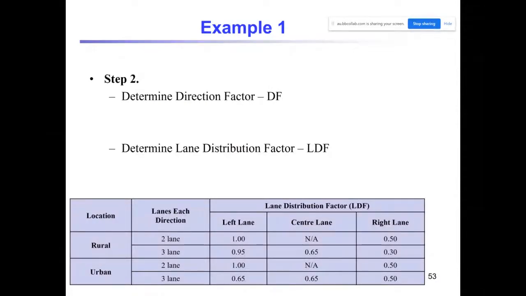Next step is to determine DF and LDF, the direction factor as well as the lane distribution factor. This is considered as a rural road. It's 2-lane in each direction, as mentioned in the question. You need to consider the maximum value for LDF. The left lane or the curb lane generally has more traffic. So it becomes 1.